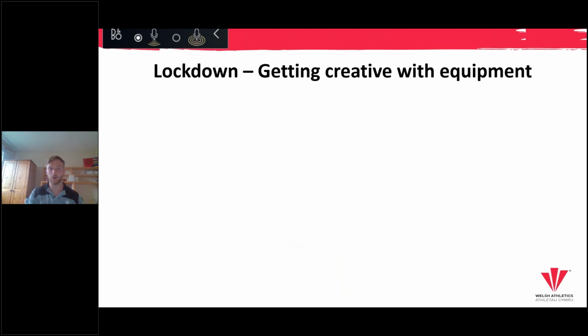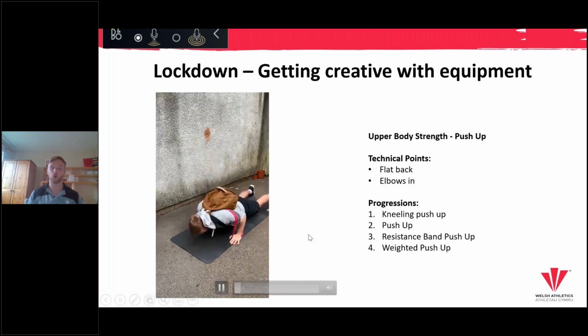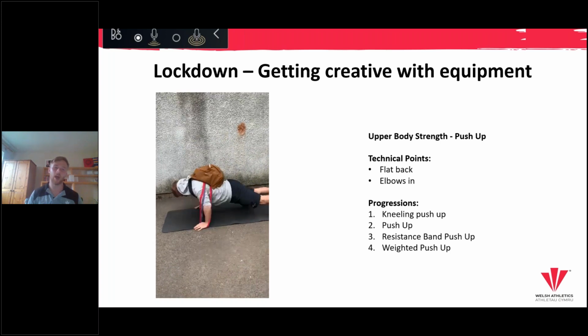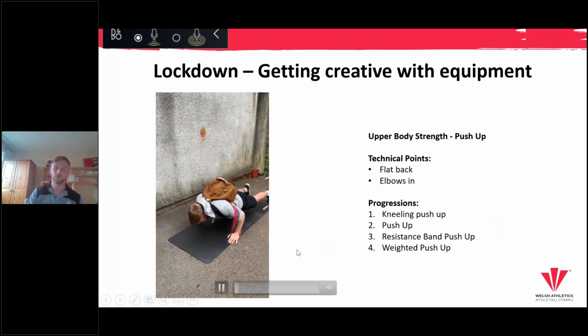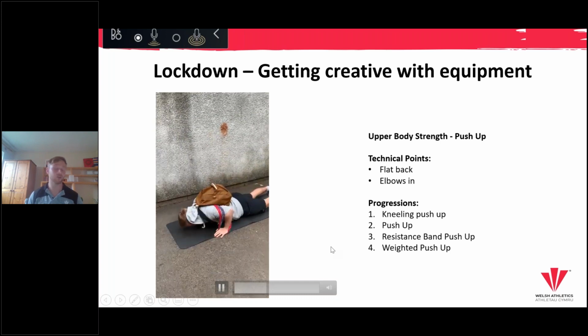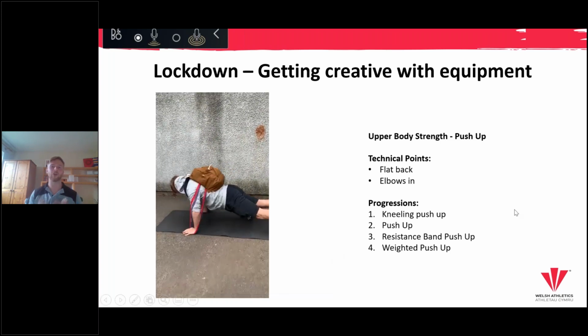So in terms of lockdown and getting creative with equipment, I've got some examples for you here. Obviously we'll all be familiar with the push-up, a great upper body strength exercise. Some technical points for this would be having a flat back, and keeping the elbows tucked, not allowing them to go too wide out the side. Some progressions, as you can see in the video, is a more advanced progression where you've added bands and rucksacks, so you can get really creative with equipment to progress these exercises if you need to. You don't necessarily need the barbell stuff. And if you need to regress that for some of the athletes, either younger or female, you can go back to kneeling push-ups or similar things.